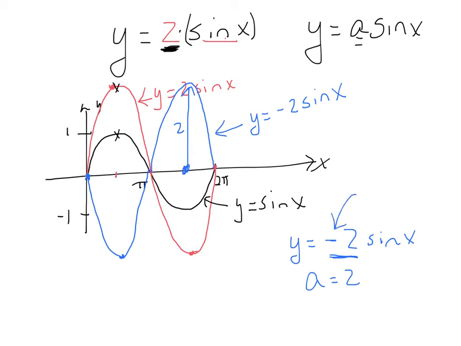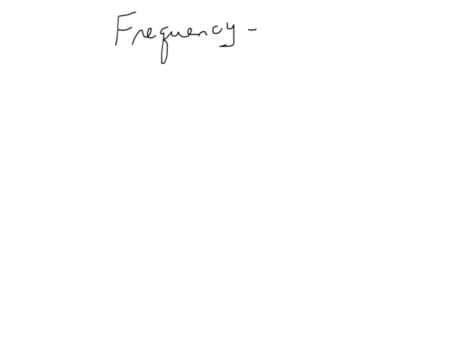And that's what happens. This is a reflection in the x-axis, and that's what turns it upside down, if you will. Okay, the next thing that we want to talk about is the frequency of the graph. And frequency, just from English, you know frequency. How frequent does something happen?